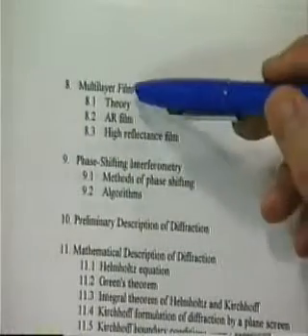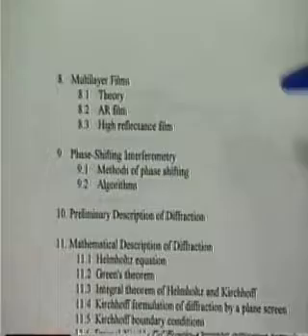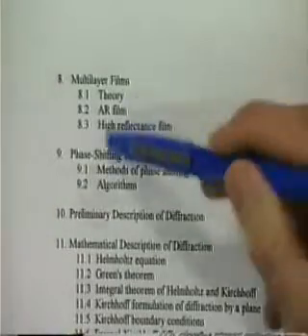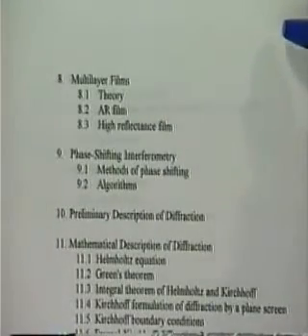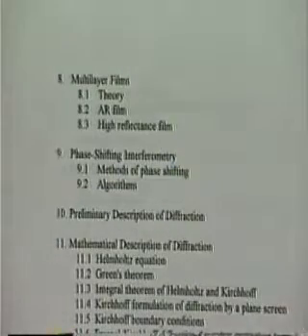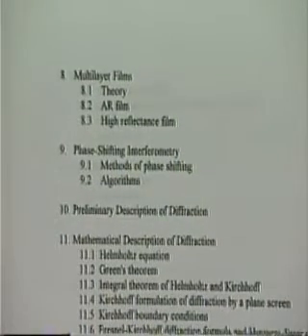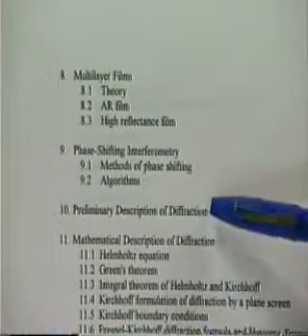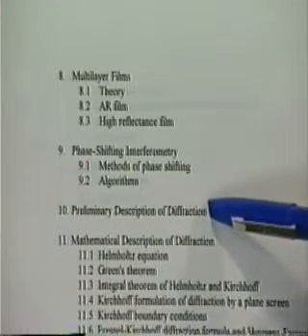Chapter 8, we're going to talk about multi-layer films, a little bit on the theory, and then a little bit about different types of films. Chapter 9, talk about a thing called phase shifting interferometry. And then when we get to Chapter 10, there are 18 chapters here total, I think. Chapter 10, we're going to go on to talk about diffraction.